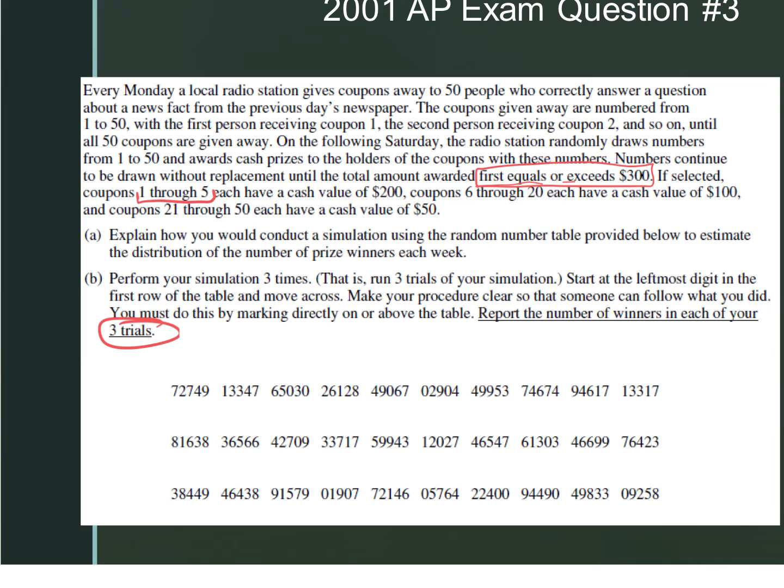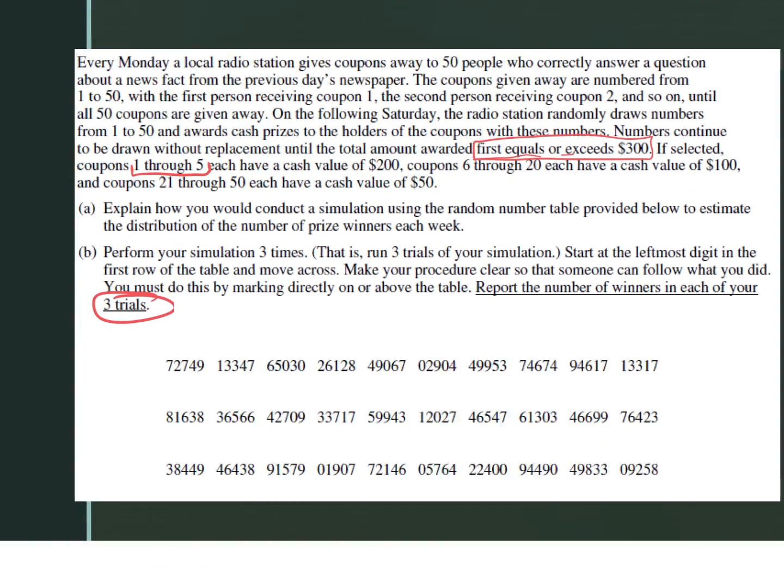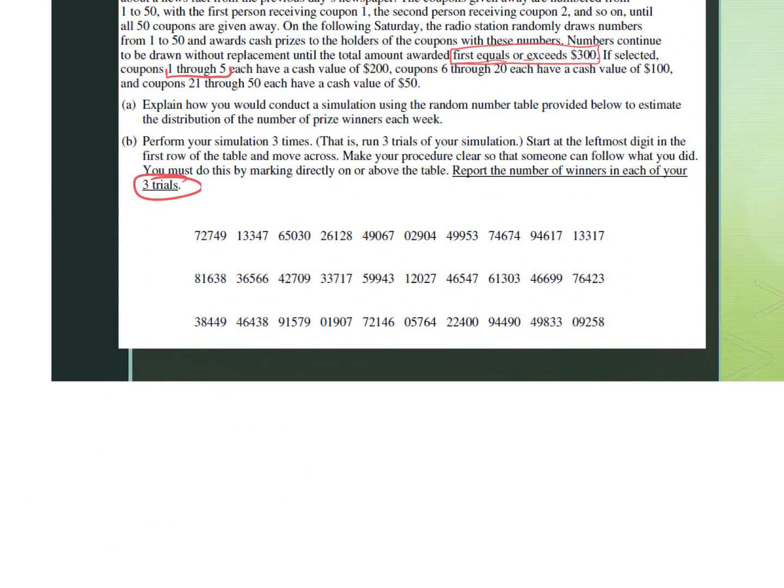Okay, so it says explain how you would conduct a simulation using a random number table provided below to estimate the distribution of the number of prize winners each week. So again, you need to make sure that you're communicating your process clearly enough for the person who's grading your AP exam to see if you did what you said correctly. Okay, and we have to make sure we set up our percentages correctly.